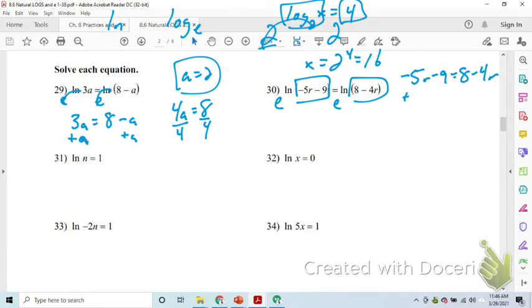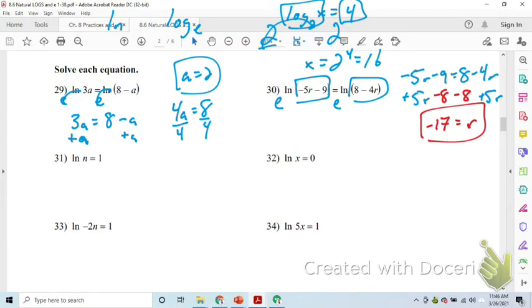So I'm going to add 5r to both sides. I'm also, at the same time, going to subtract 8 from both sides. Because what that gives me is negative 17 on the left side, and the right side I get r. So guess what r is? Negative 17. Go figure.